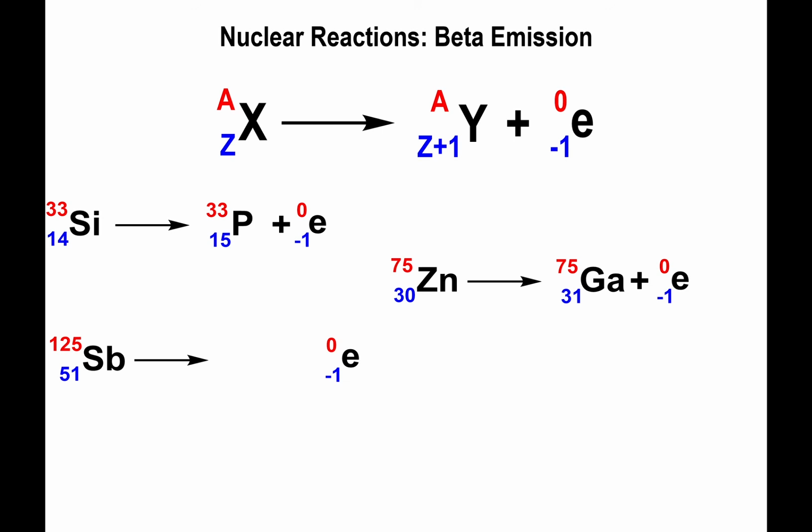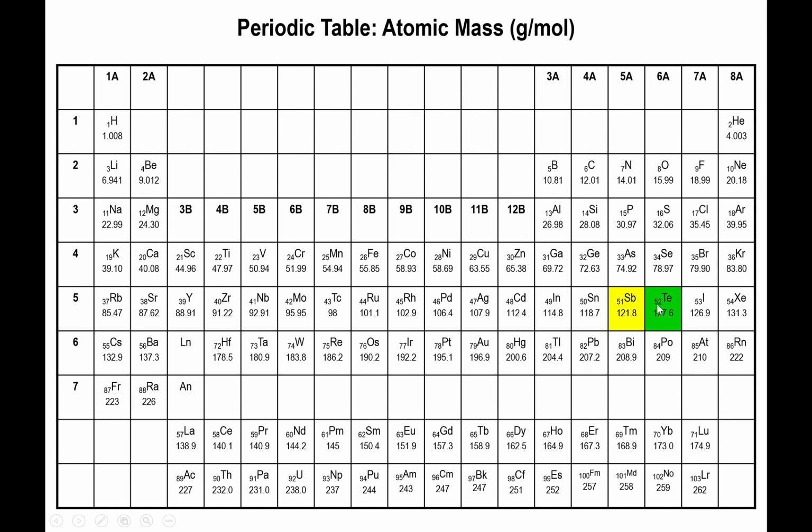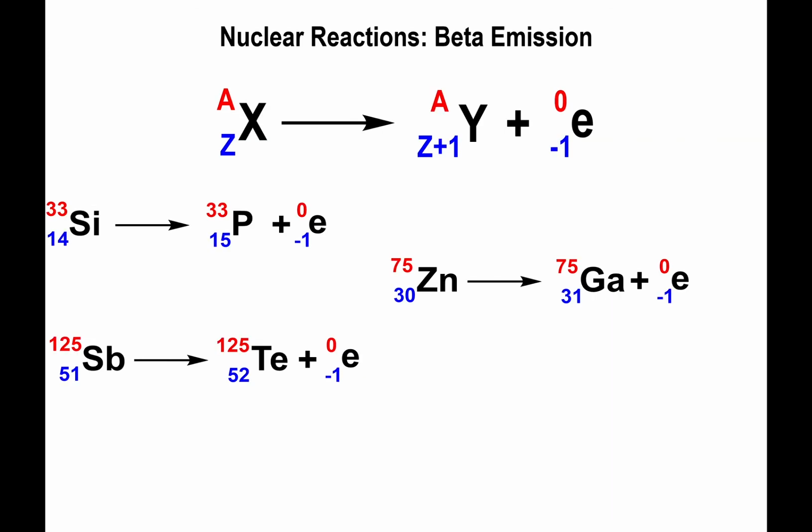Okay, here goes yet another example. We have antimony 125 undergoing beta emission. And the missing element will have an atomic number of 51 plus 1, right? So 52, because we know that 52 minus 1 equals 51. And the mass number will be 125. If we look for element 52 on the table, we find out that it's actually tellurium. Once again, we're shifting 1 column to the right. So now we have tellurium.